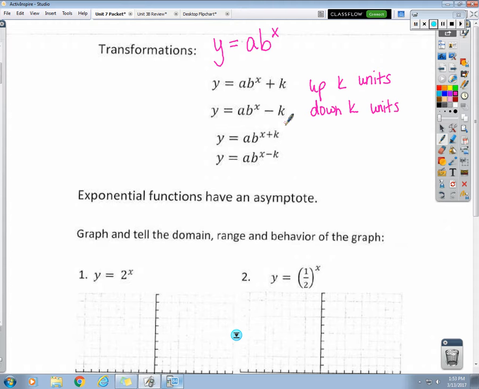Okay, now look right here. This plus k is little with the exponent. How do you think that's going to move the graph? Left k units. And so what do you think the minus k little with the exponent is going to do? Right k units.